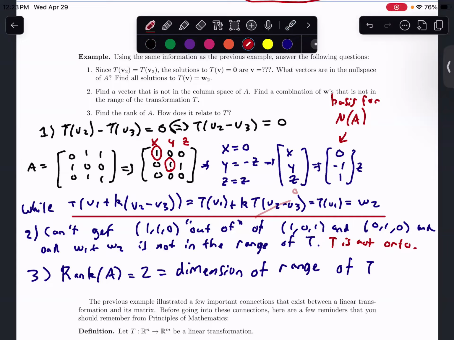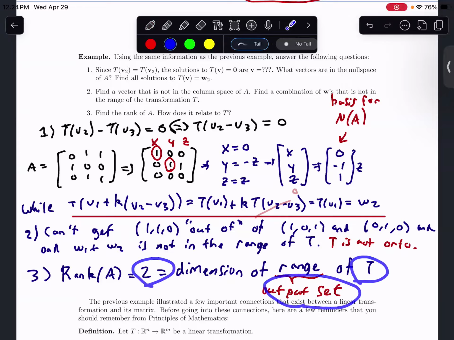I'm assuming most people remember what the word range means, but maybe use a different one. This is kind of like the output set, is how to think about it. Because we're not hitting all of W under T, we're only hitting a subspace of elements inside of W. And so the possibilities we have is we can have something that's 0-dimensional, 1-dimensional, 2-dimensional, or 3-dimensional. If you're mapping to W, you can't have something larger than W. And so we end up finding that the dimension of the output set under T is just going to end up being equal to 2.